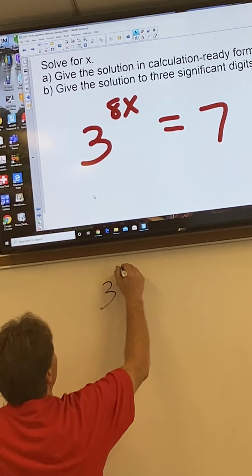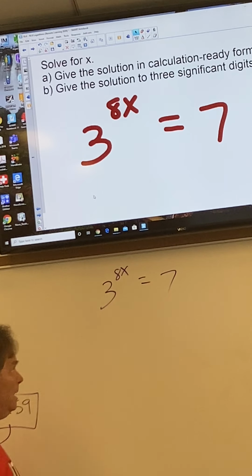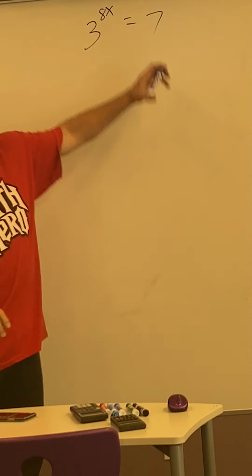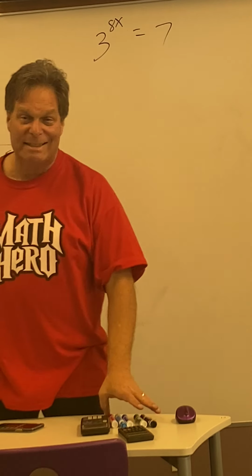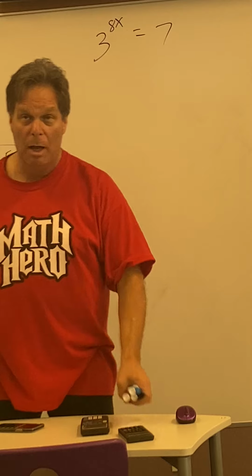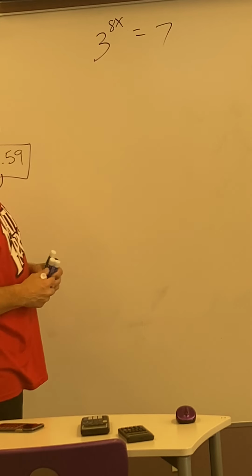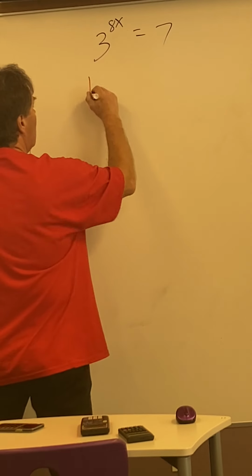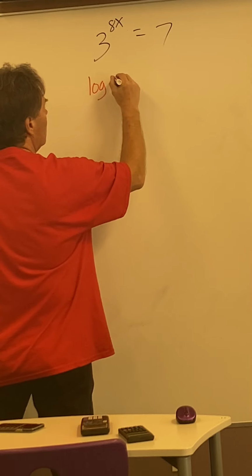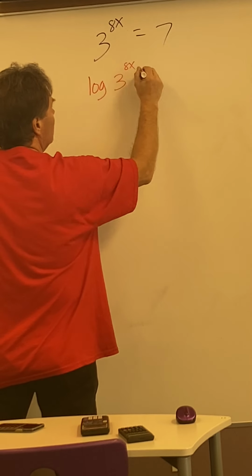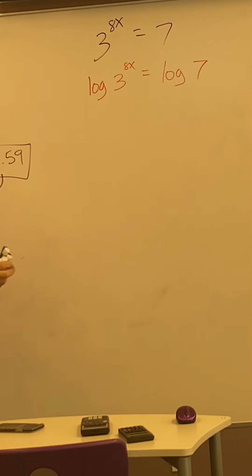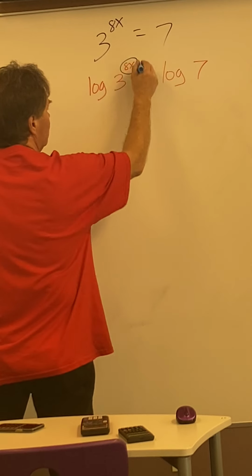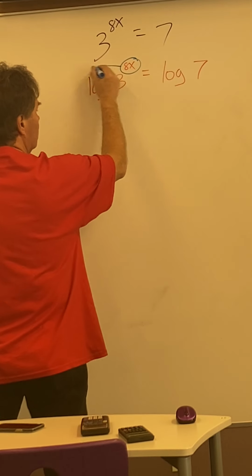Okay, so let's go to this one now. 3 to the 8x equals 7. Again, I can't make 3 and 7 powers of the same base, which is the easiest way to do this problem. But I can't, so I can't do it that way. So what am I going to do? I'm going to take log of both sides. Log of 3 to the 8x equals log 7. Now I'm going to pump the 8x out front. That's the whole reason I took log, so I can do this.